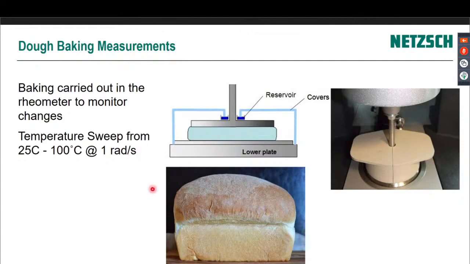And if you set the normal force to 0, as you oscillate, you're measuring the modulus, and as you do a temperature ramp, you'll actually simulate the oven conditions. So the sample will actually bake in the rheometer, and as it starts to swell, if it's bread, for instance, you'll actually see a normal force on the plate. Or if you allowed the force to stay at 0, you'll actually see the gap change. And so this is a really good way of seeing how much your dough will rise.